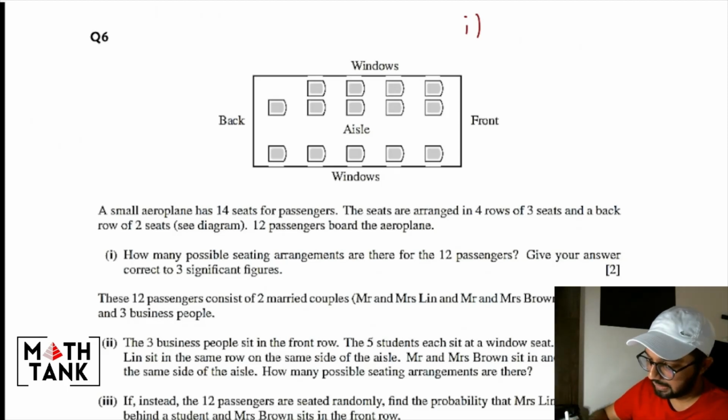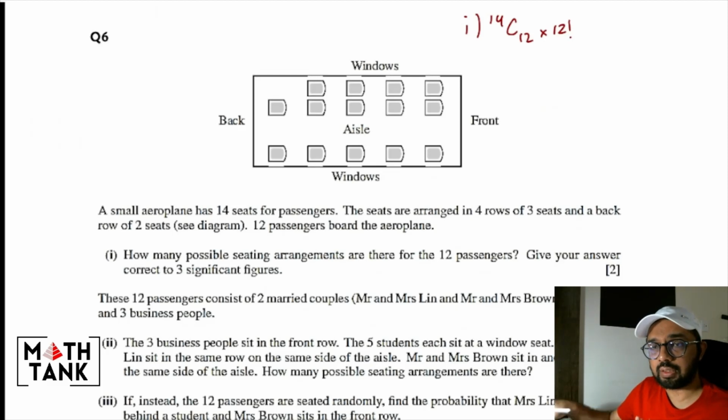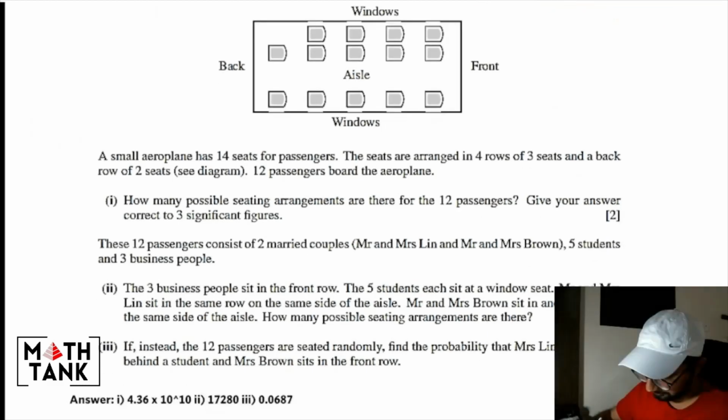So there are 14 seats. I can simply say that they all walk in, choose their seats, and seat themselves. So 14P12, that is, 14 seats 12 into 12 factorial. So, 3 significant figures, I can say that this is 4.36 into 10 to the power 10. Yep.